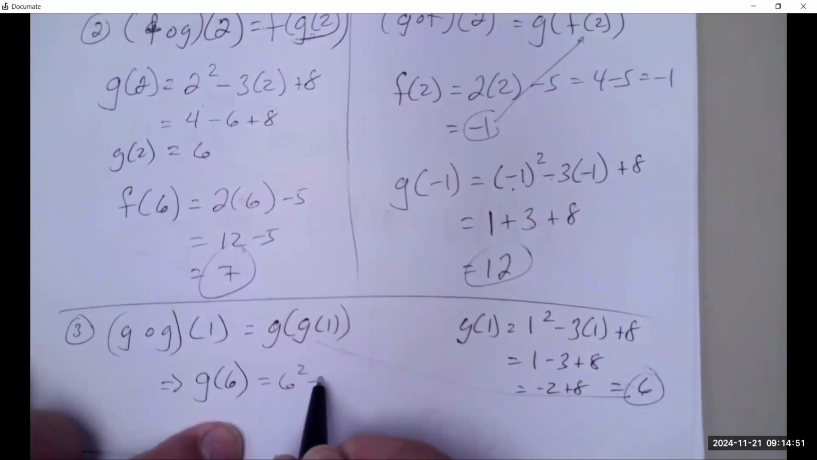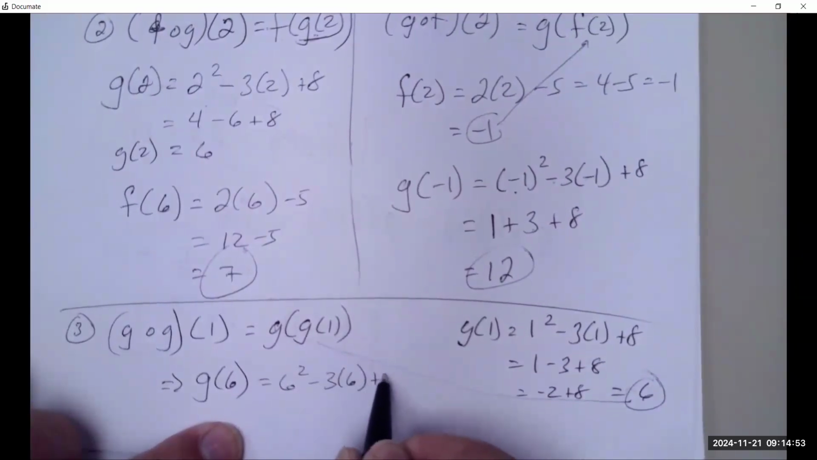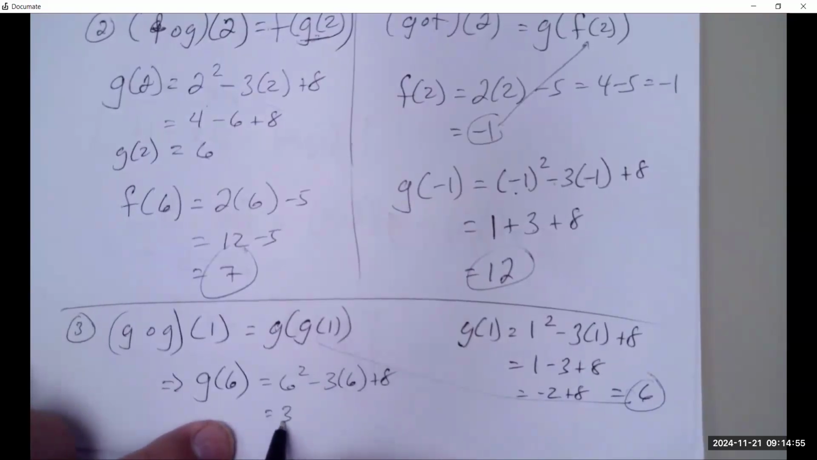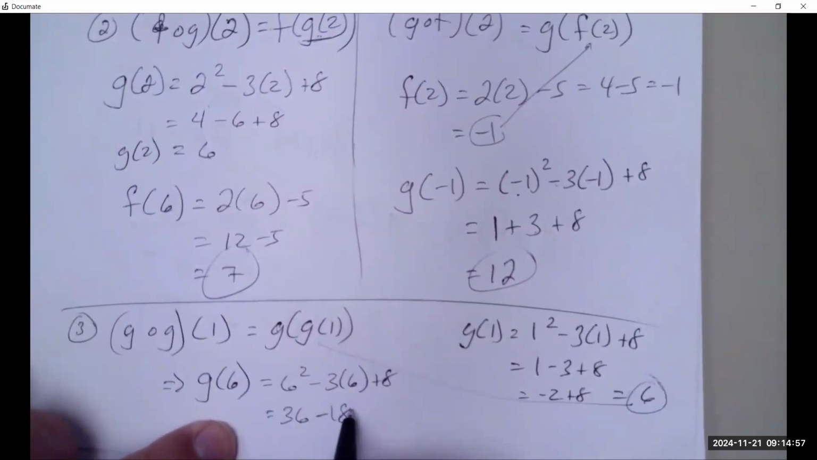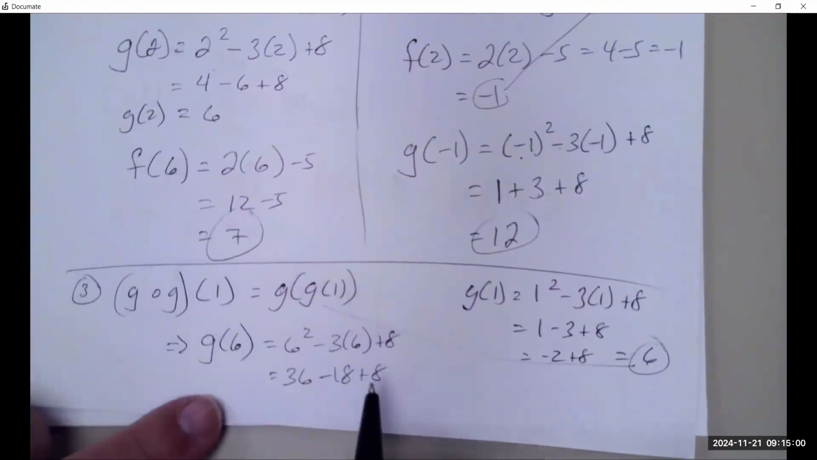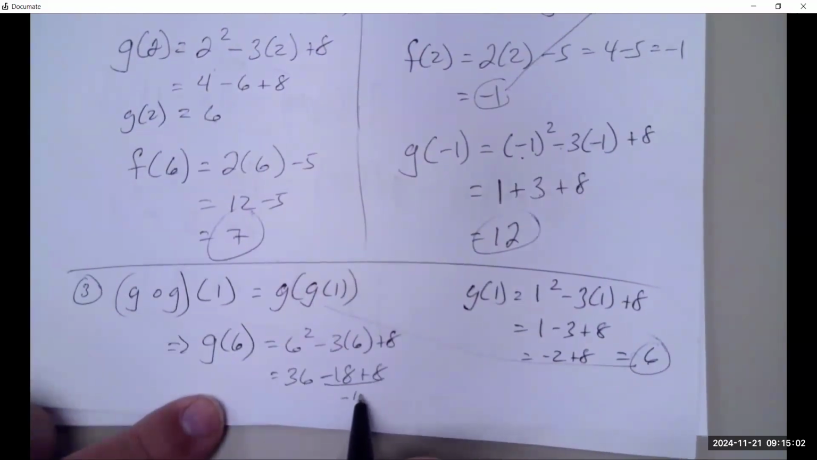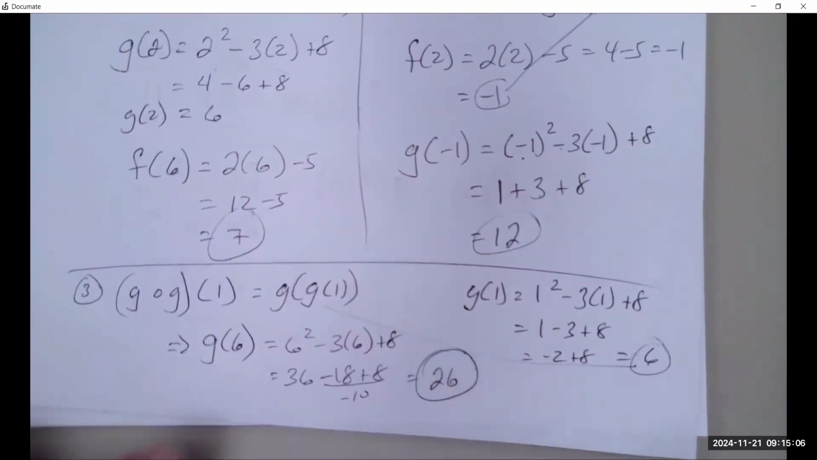6 squared, minus 3 times 6, plus 8. 36 minus 18 plus 8. -18 plus 8 is -10. 36 minus 10 is 26. So that's my answer. So you can make composite functions of the functions themselves. You can have G of G, GOG, or you have FOF, F of F.